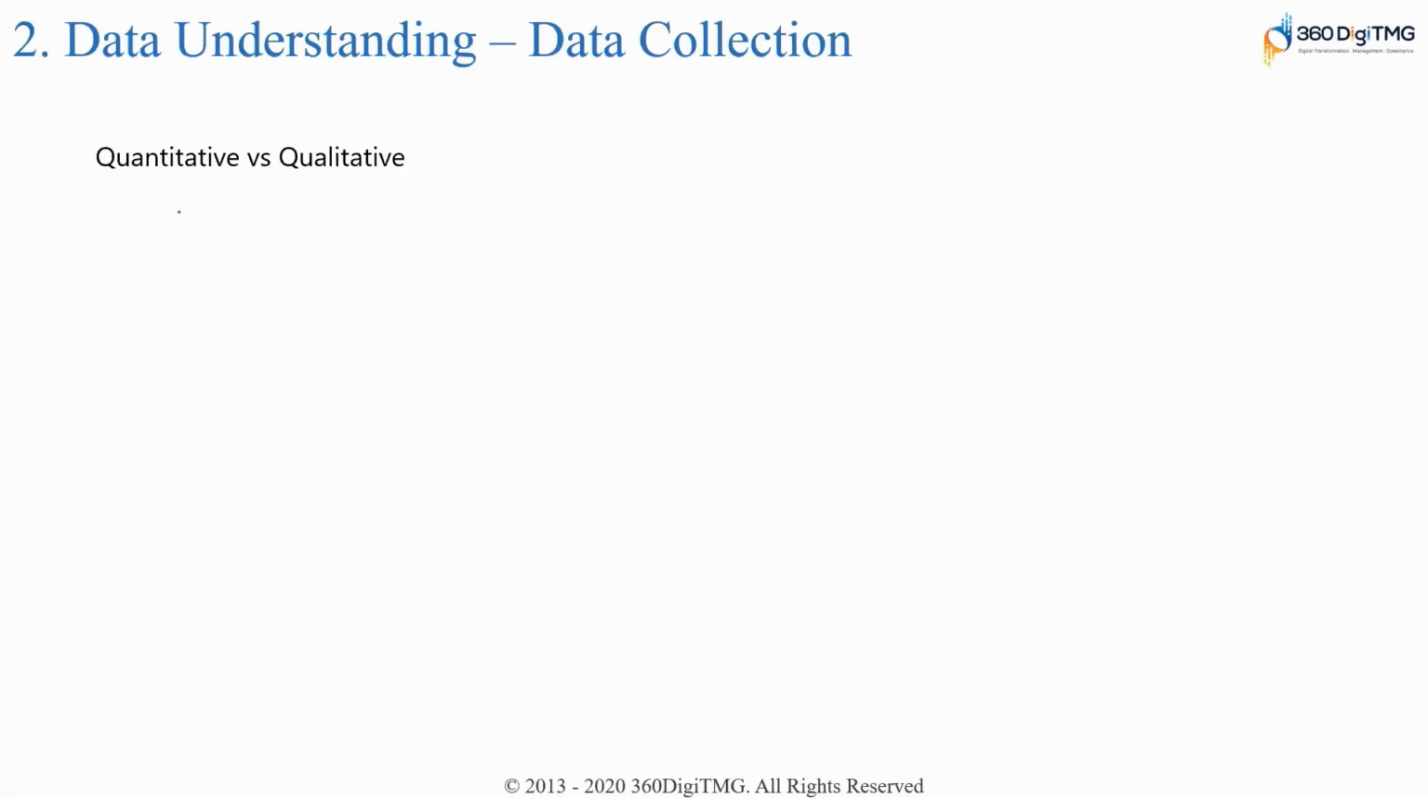Quantitative versus qualitative. Quantitative means numbers. Your continuous data from the previous slide and count data are quantitative in nature, quant, numbers, right? Qualitative means categorical data.